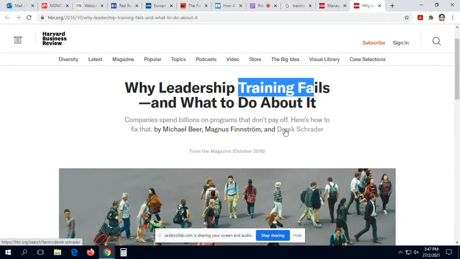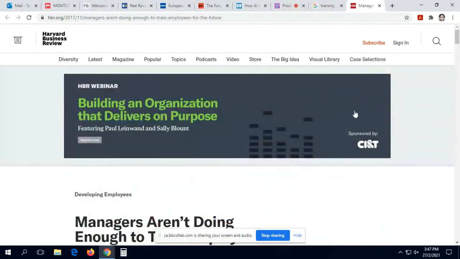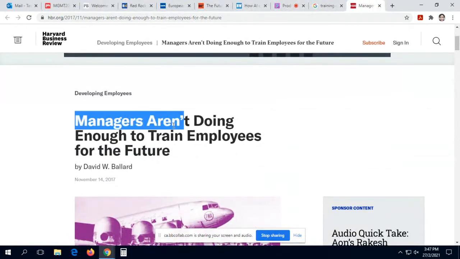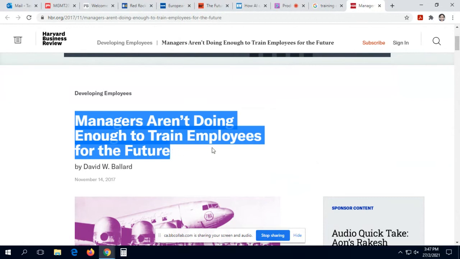Now, these things are linked with another course, Organizational Behavior, MGMT 2008. You can discuss these things in that one also. And then look at this one, 2017 Harvard Business Review: Managers are not doing enough to train employees for the future.